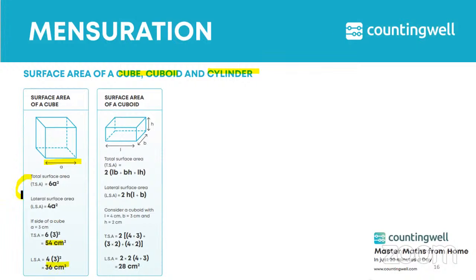Note the difference between lateral and total surface area. Total surface area is found by adding the areas of all the faces of the cube, whereas lateral is found by avoiding two faces, the above face and the below face of the cube.